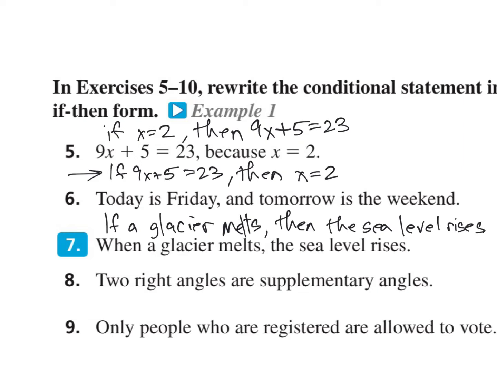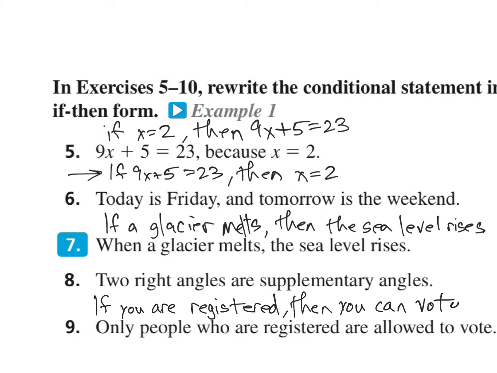Okay? And then number 9, only people who are registered are allowed to vote. If you are registered, then you can vote. Or then you are allowed to vote. Okay, next one. All right, rewrite the negation of this statement.